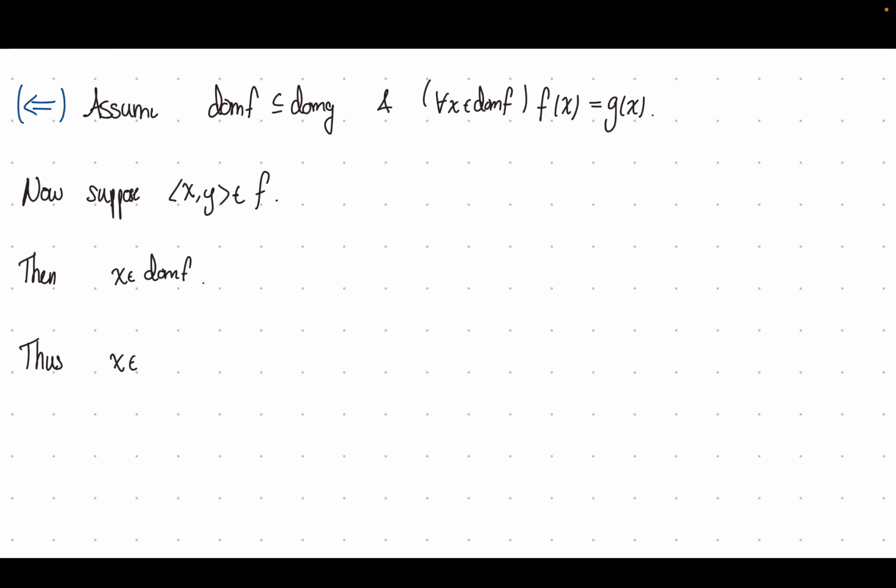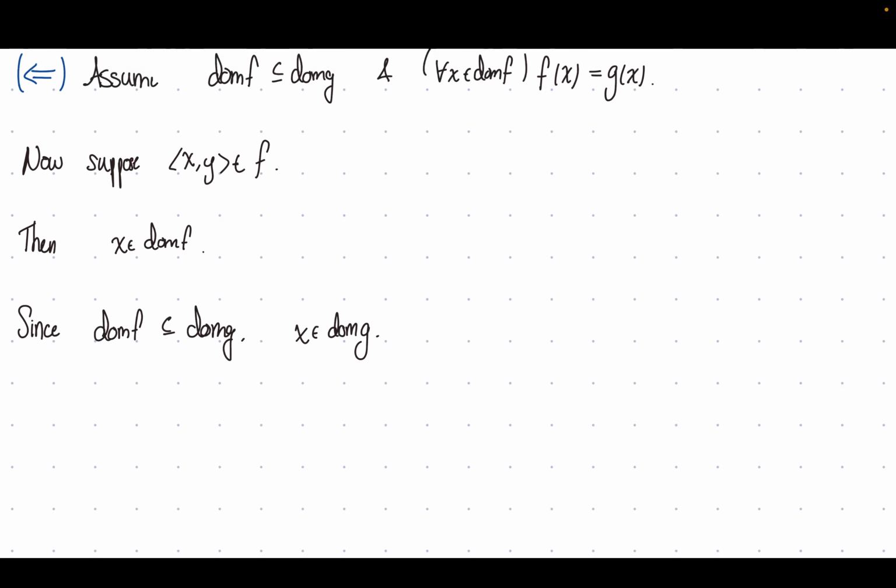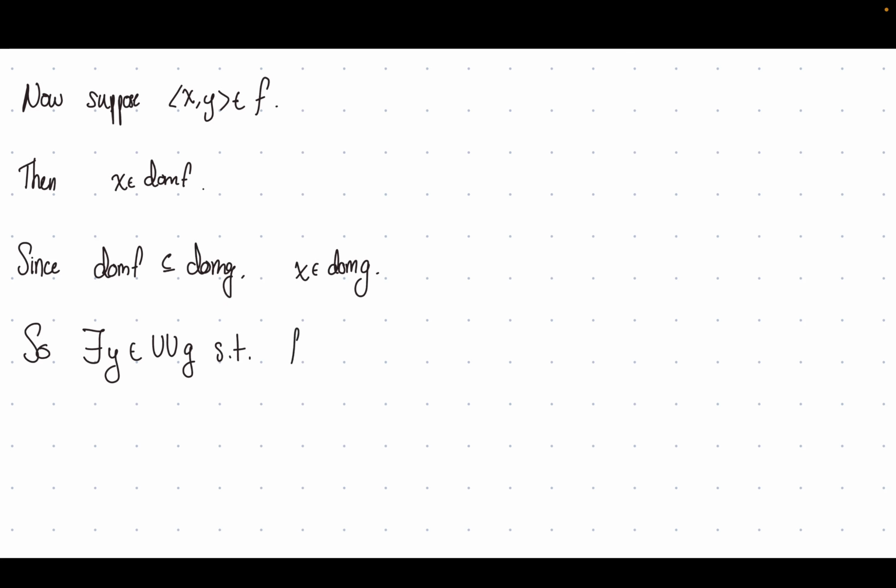Or rather, since the domain of f is a subset of the domain of g, x must be in the domain of g. Okay, now what? So there exists some y in the union of g such that x comma y, I'm going to call this y sub g just to keep it general. It doesn't necessarily have to be, at this point, equal to the other y, but we're going to show that it is indeed equal to the other y. x comma y sub g is in g.